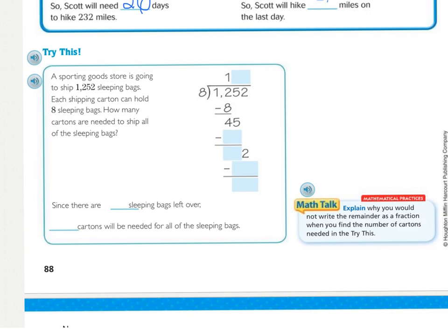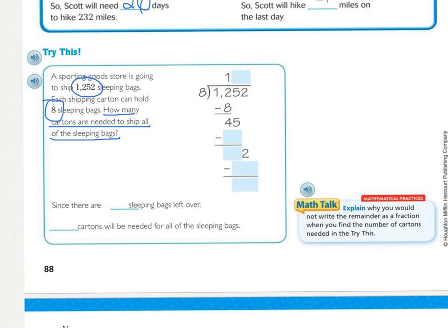First, we underline what we are being asked to find. How many cartons are needed to ship all of the sleeping bags? What are our important numbers? Well, the grand total of sleeping bags is 1,252, and each carton has 8 sleeping bags in them.